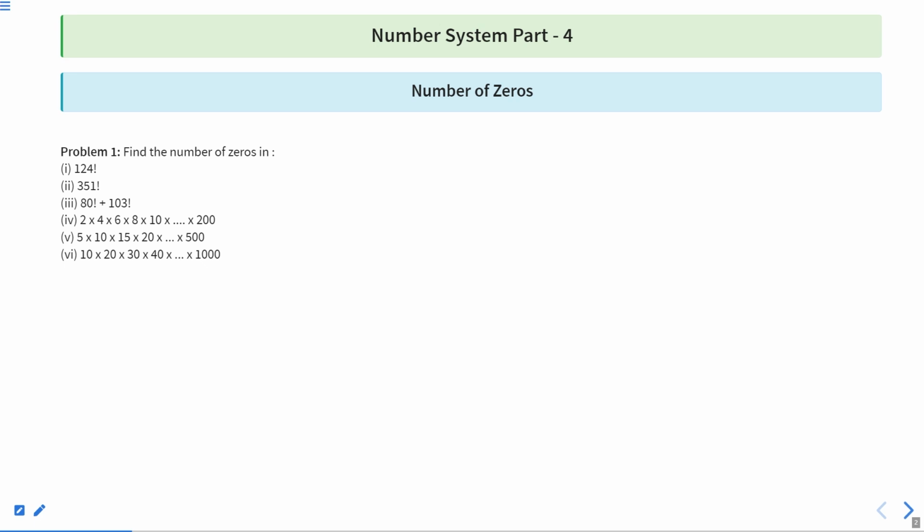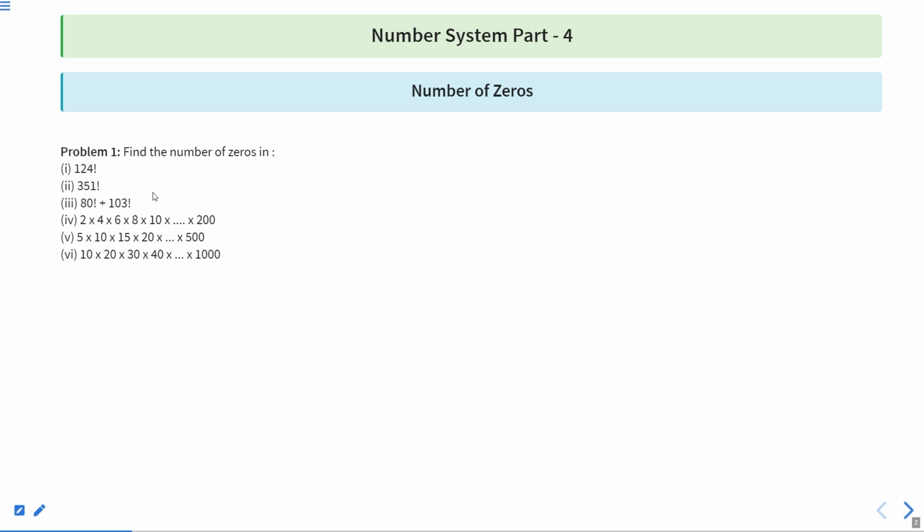What we did was try to find out how many combinations of 2 and 5 are there in any given number, or I can say the factorization of that number. If I know that, then I will be able to find out how many zeros are there in that number. So let's get started with problem number 1.